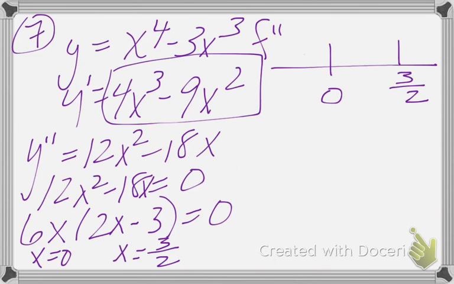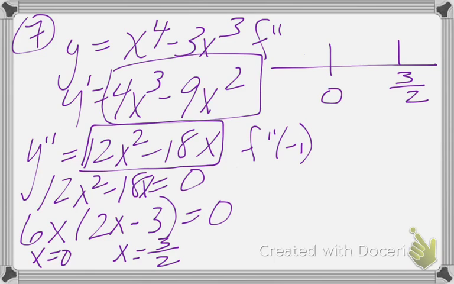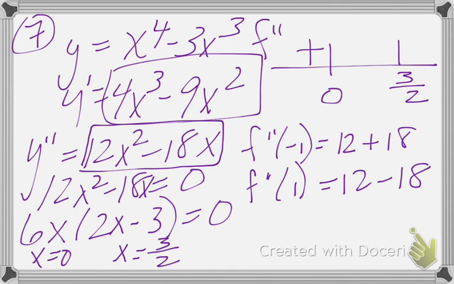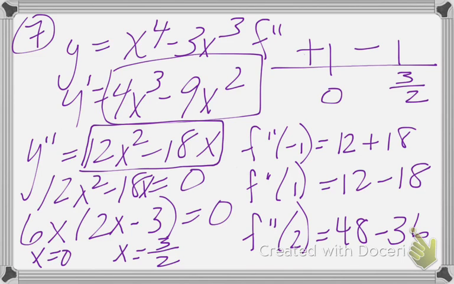So this is the second derivative. So we're going to do the second derivative with negative 1. Here's the second derivative right here. So we're going to get 12 plus 18, so that's positive. Then we'll do the second derivative of 1, which gives us 12 minus 18, which is negative. And we'll do the second derivative with 2. 2 squared is 4. 4 times 12 is 48 minus 36, so that's going to be positive.